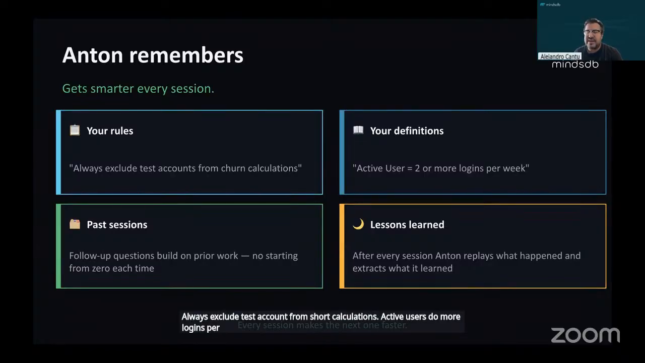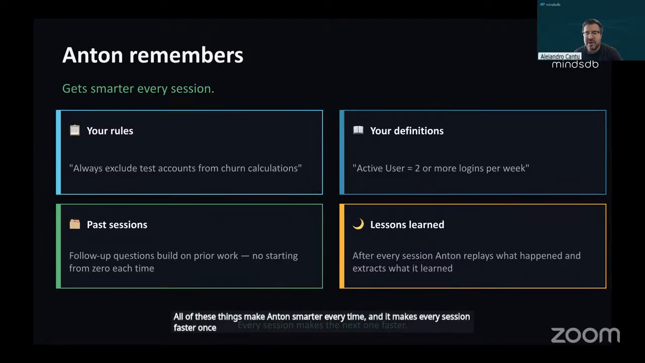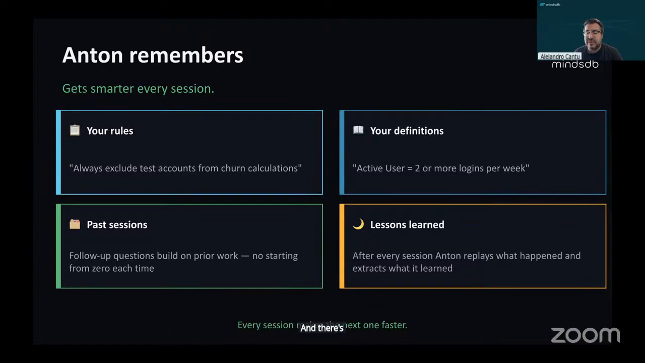So it starts taking into account all these different things, which will include, of course, business logic, personal preferences, and how you want it to work. He will learn them and remember them. All of these things make Anton smarter every time, and they make every session faster once he starts learning. And how do we make every session faster? Because it remembers what's happening in every session. There are past sessions, so he will look at what was previous, and there are a lot of lessons learned in memory.